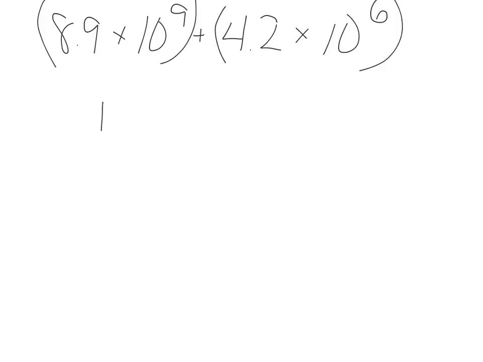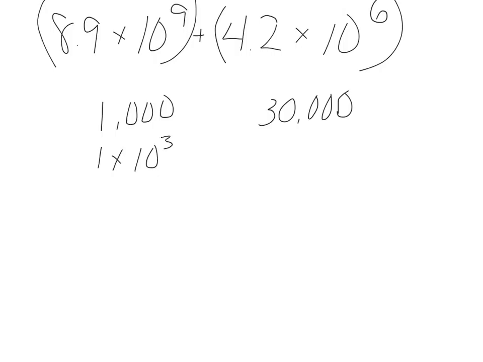If I have 1,000 and 30,000, if I'm adding them together, I need to make sure that I have an answer of 31,000 and not an answer of 40,000. So this would be 1 times 10 to the third, and this would be 3 times 10 to the fourth. Now, the same stuff I've done already is the same thing I would do here.